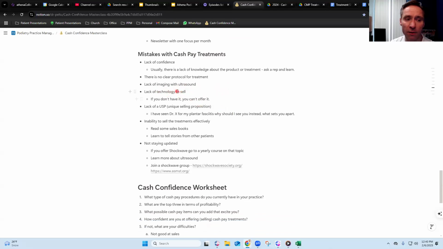Lack of technology to sell. If you don't have it, you can't sell it, right? If I don't make orthotics, I can't offer it. If I don't have Swift, I can't offer it. Things like that. Lack of a unique selling proposition.